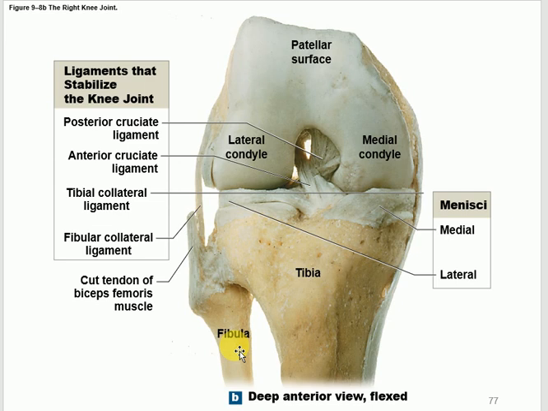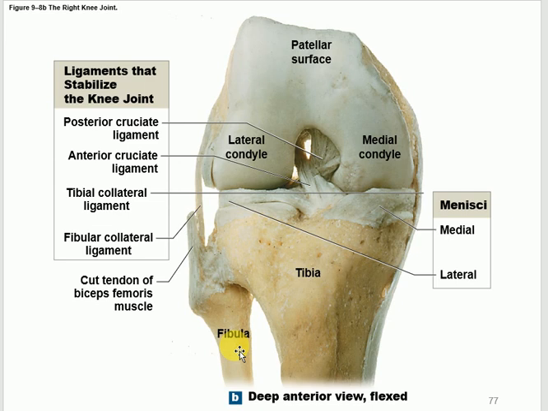Look at the menisci. Here is one medial and lateral menisci. Extra cartilage in between the bones. And then we have one ligament, medial, lateral, and the other one, medial in the side, and one is lateral in the side. Here is medial and here is lateral. These are the medial and lateral collateral ligaments.